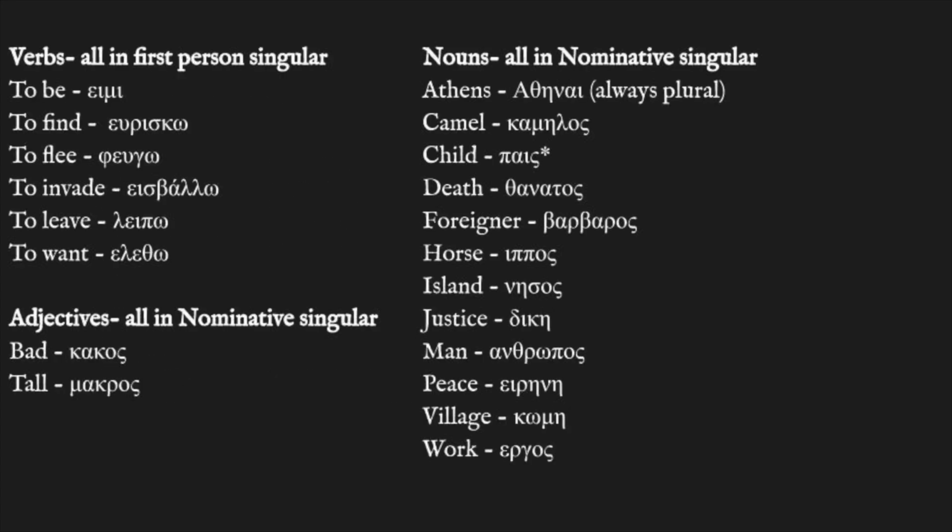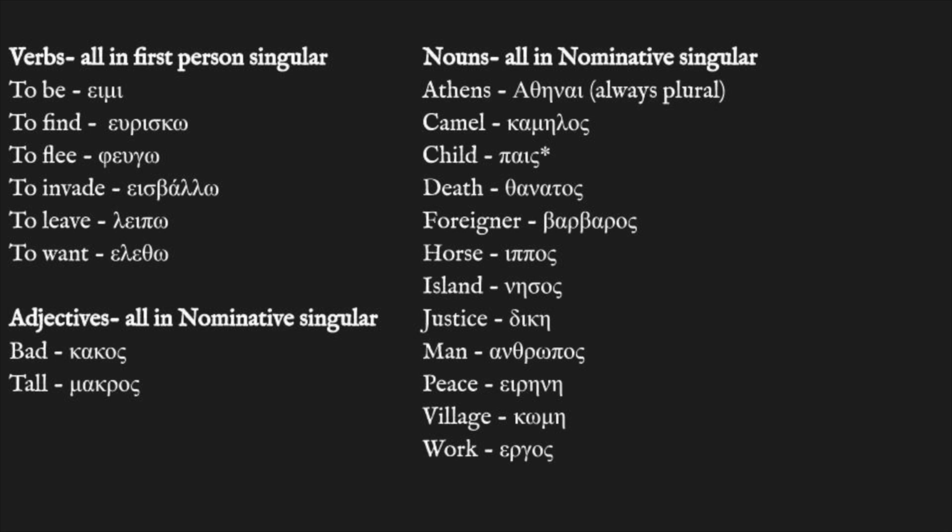Here is our vocab slide. A few things for note. All the verbs here are all in first person singular form, so that should help you decline them. All the adjectives are all in nominative singular form, and all the nouns are also in nominative singular form.